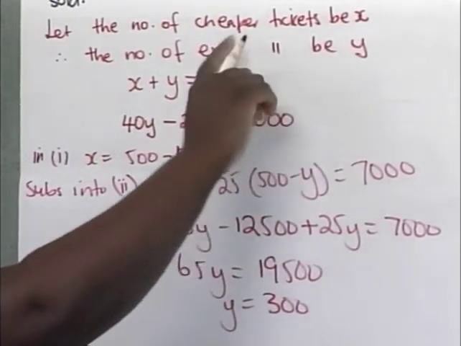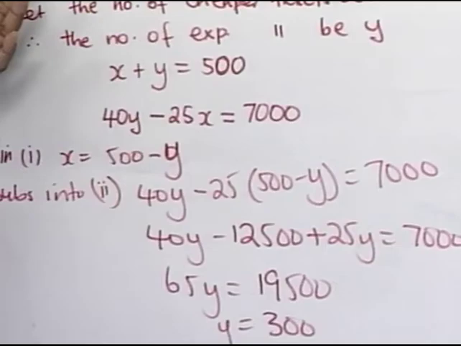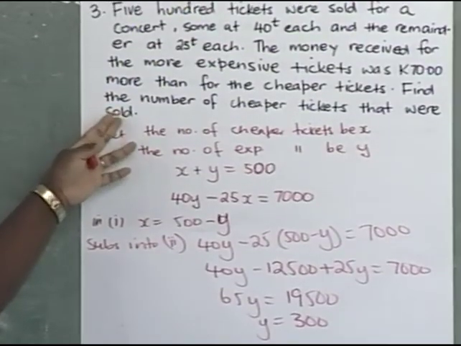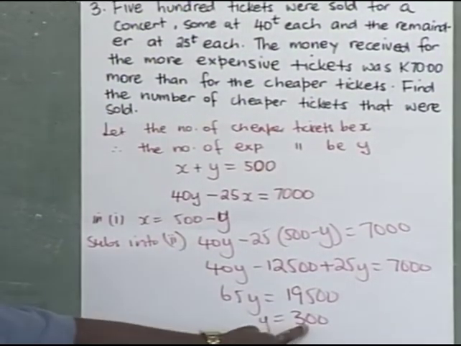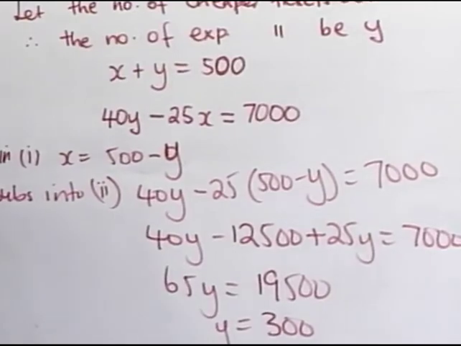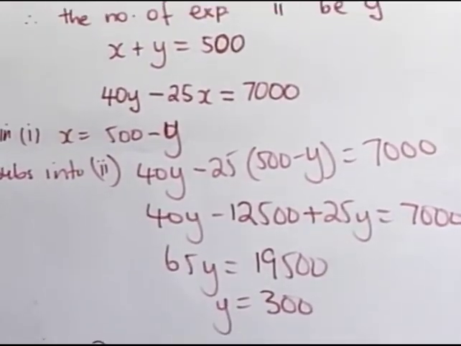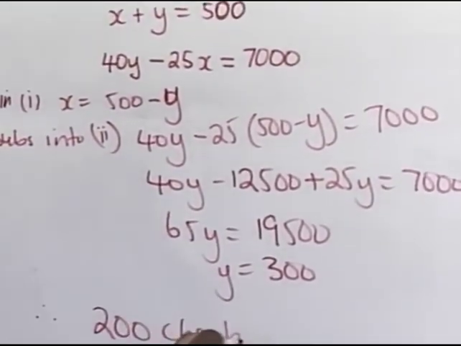300 is Y, and Y represents the more expensive tickets. We are asked for the cheaper one. So subtract this from 500. Therefore, 200 cheaper tickets were sold.